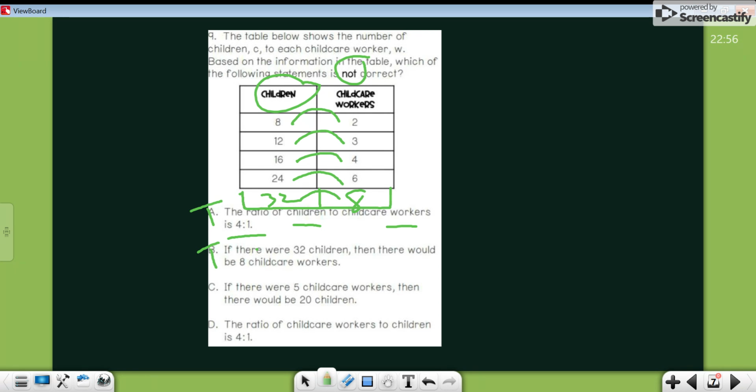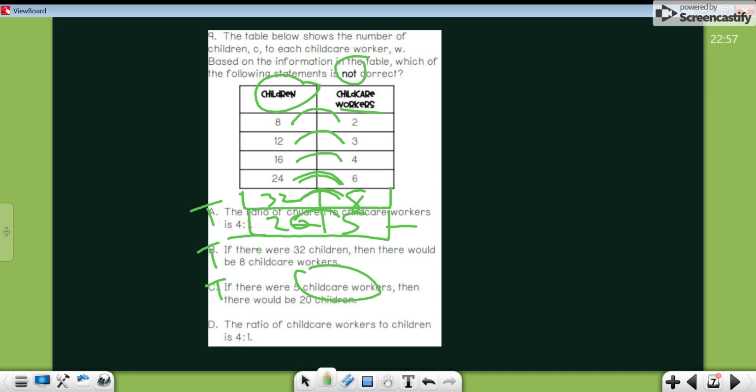If there were 5 child care workers, then there would be 20 children. And I've got to be sure to get these in the right order because I've got 5 workers and the workers are over here. So I'm going to put my 5 right here and my 20 will go right here. Now all of these were divided by 4. So 20 divided by 4 is 5. So this one's true also.